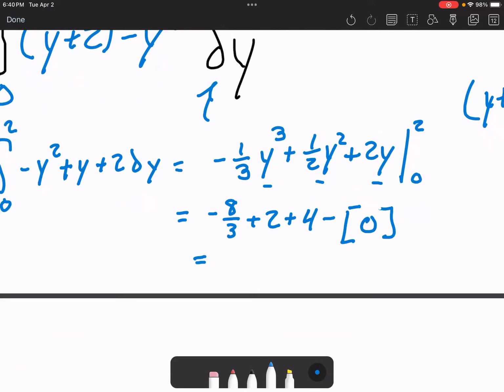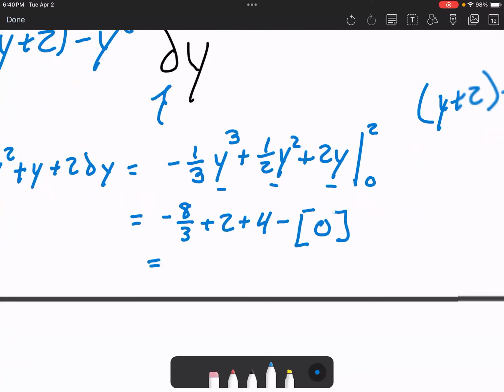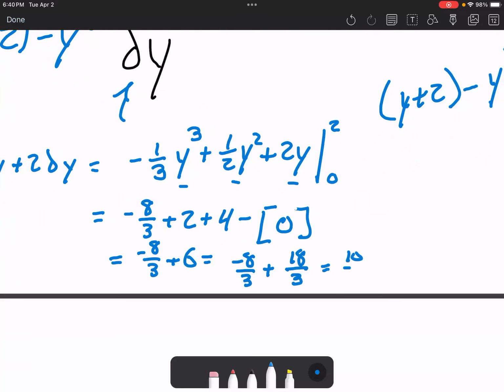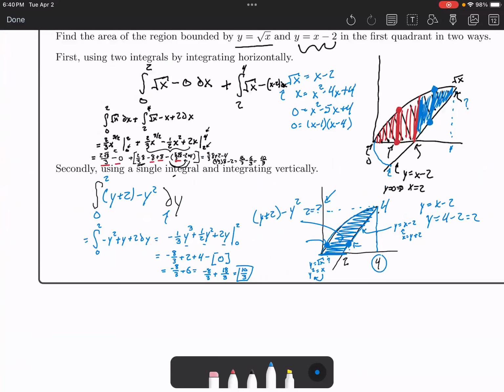So we end up with a final answer of minus 8/3 plus 6. That's minus 8/3 plus 18 over 3. That's 10/3. And I think that's what we got up here too.